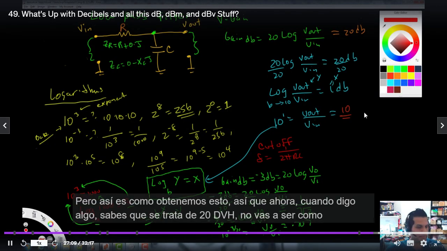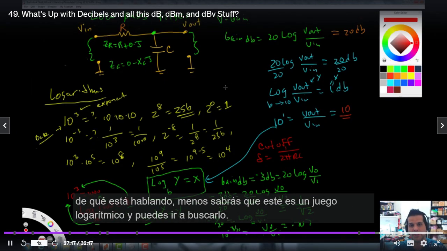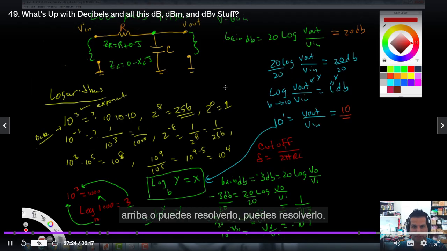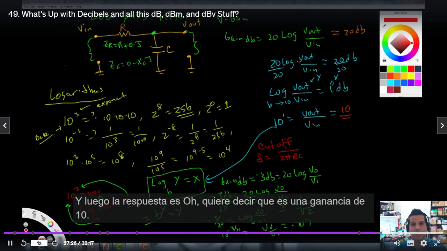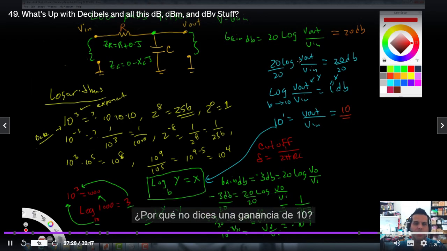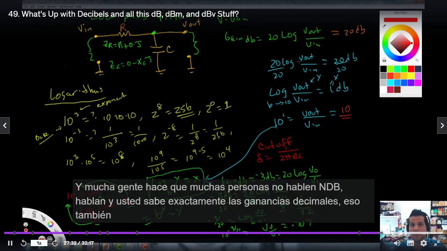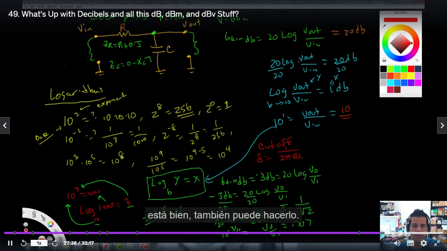But this is how we derive this. So now, when I say something is about 20 dB, you're not going to wonder what I'm talking about. You'll at least know this is a logarithmic gain, and you can look it up or figure it out. And the answer is, oh, he means it's a gain of 10. Why don't you just say a gain of 10? You could just say a gain of 10, and a lot of people do. A lot of people don't talk in dB; they talk in just decimal gains, right? That's fine too.